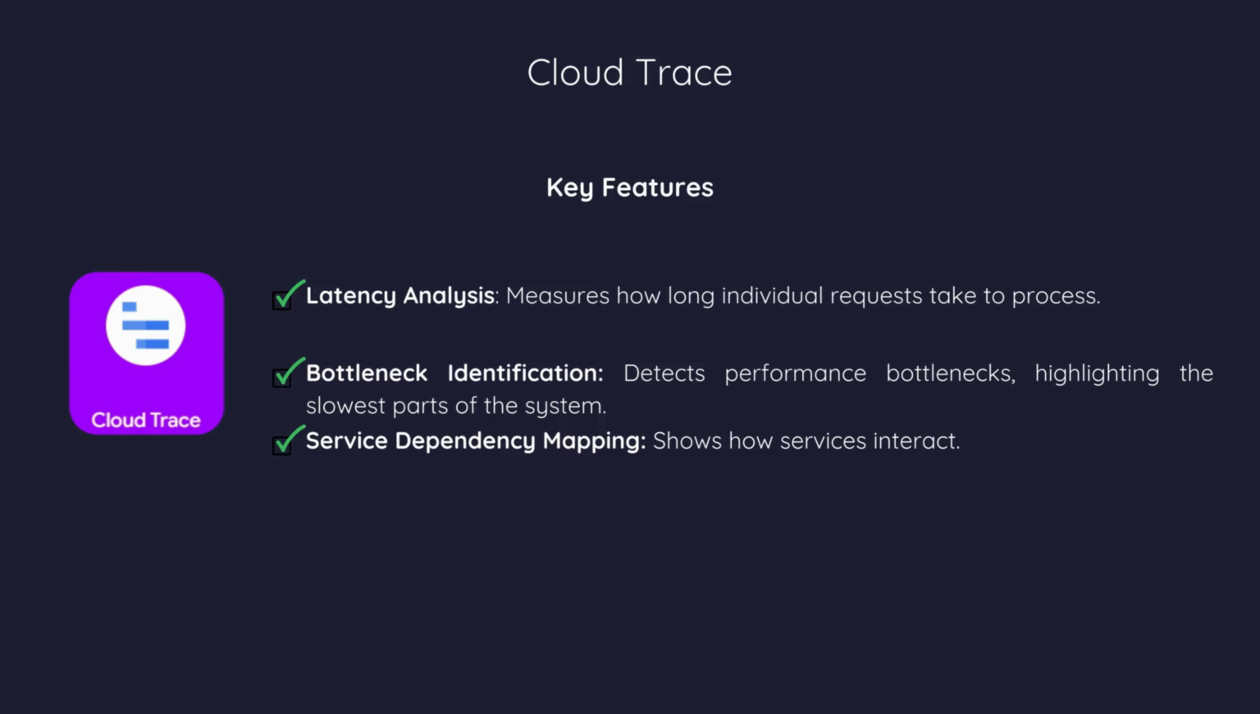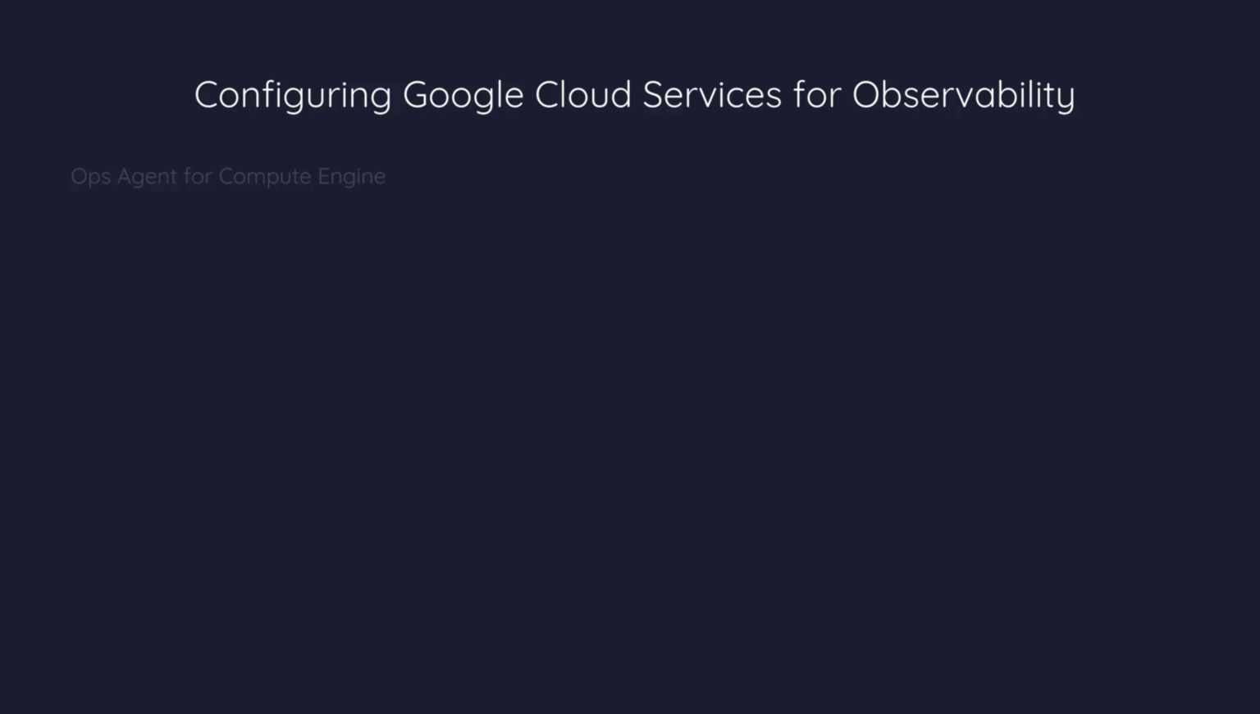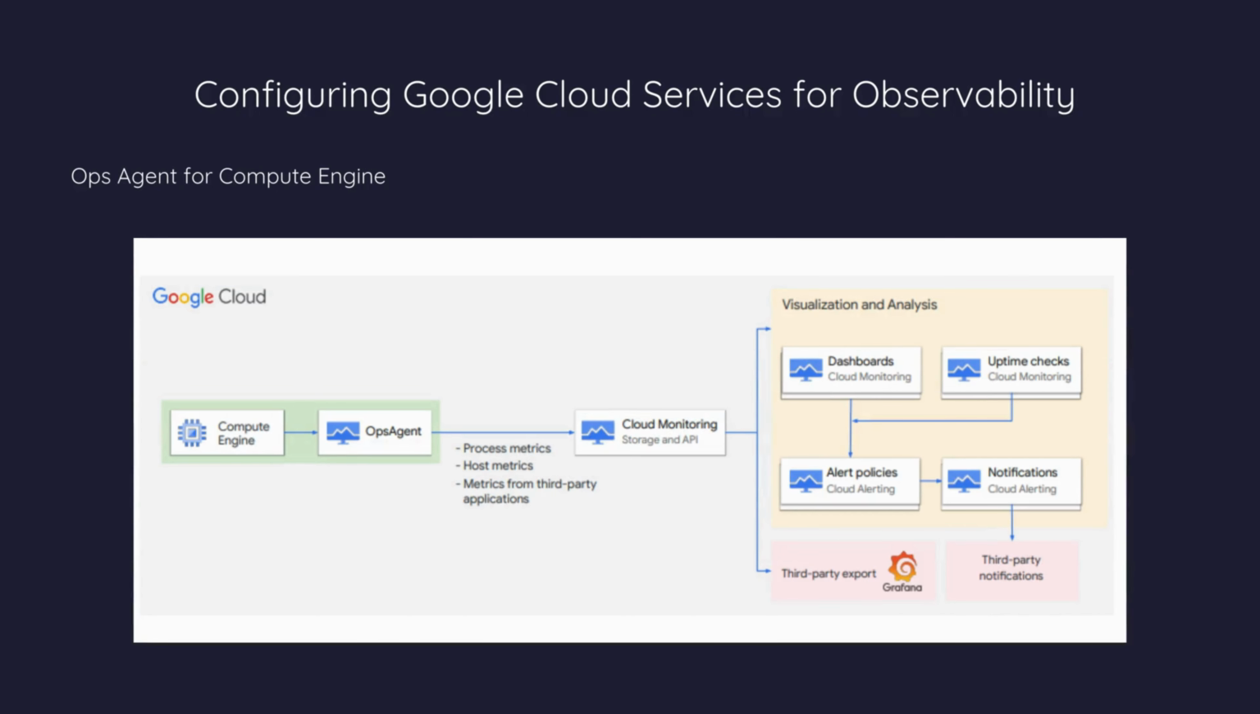Let's continue with configuring Google Cloud Services for observability. Ops Agent for Compute Engine. One of the first steps in setting up observability is installing and managing the Ops Agent to collect logs for Compute Engine. The Ops Agent is designed for collecting both system and application logs and metrics, simplifying the process of monitoring Google Cloud Services. Key features: log collection and metrics.